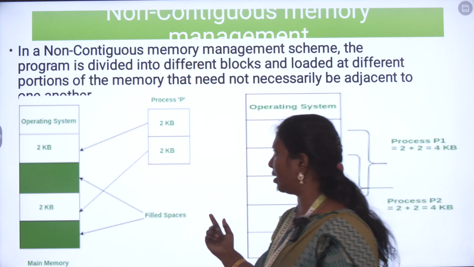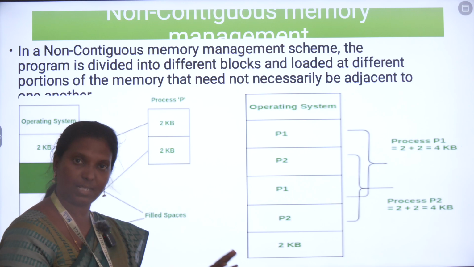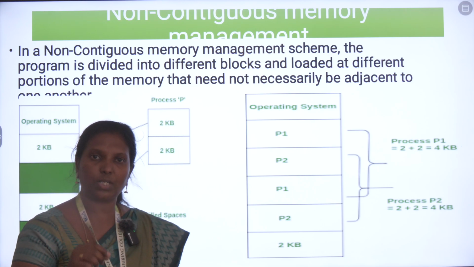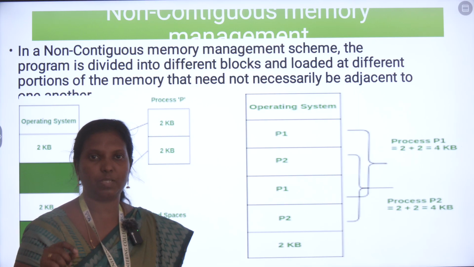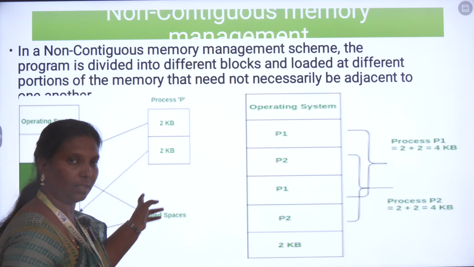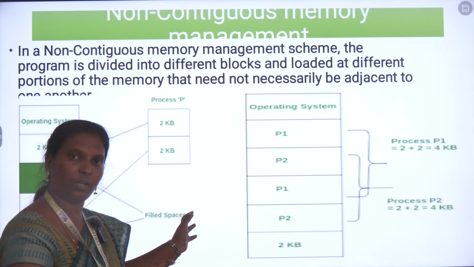When it comes to non-contiguous, the spaces do not necessarily have to be adjacent. In contiguous it should be adjacent, that is, sequentially allotted, and each memory space is constrained by the other. But here it is not required to be adjacent or synchronized. It can be non-adjacent.